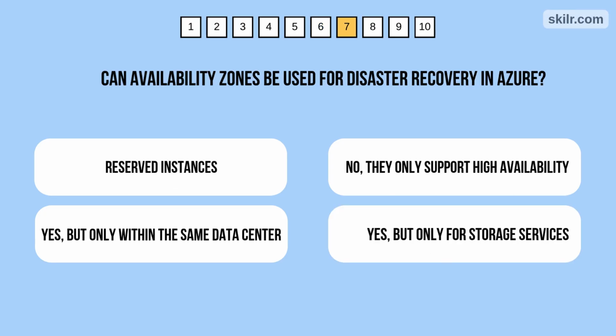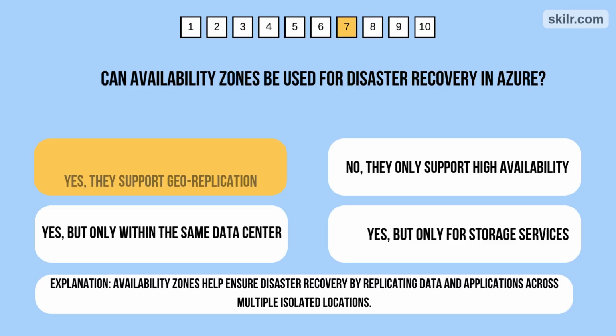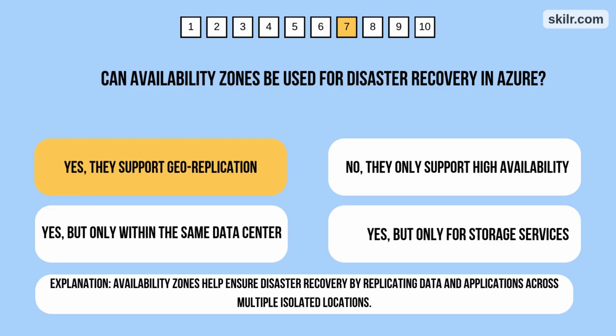Question 7. Can availability zones be used for disaster recovery in Azure? The answer is yes, they support geo-replication, as availability zones help ensure disaster recovery by replicating data and applications across multiple isolated locations.